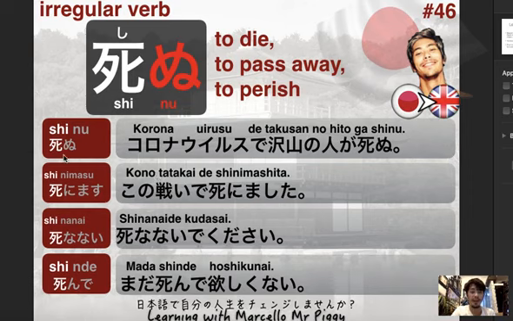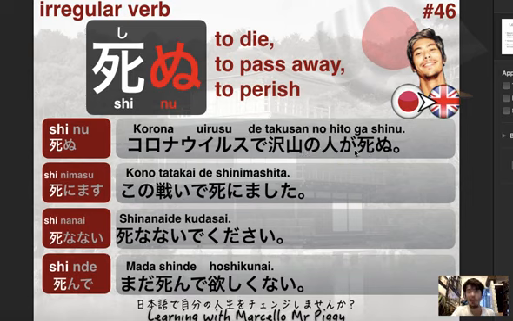The first one is the jishokei, our dictionary form, which is shinu. The kanji here is shi, and the hiragana that changes is nu. For example, コロナウイルスでたくさんの人が死ぬ。Coronavirus is coronavirus, and virus we say ウイルス. The de here is the method, how. Takusan is lots or many, so takusan no hito is a lot of people. It's good to memorize it as a set of words. Takusan no hito ga shinu.